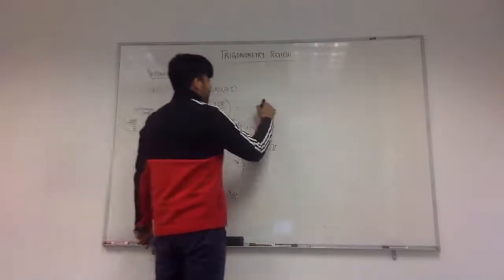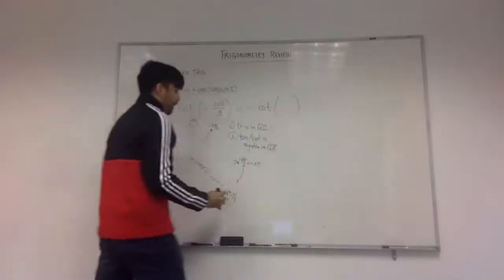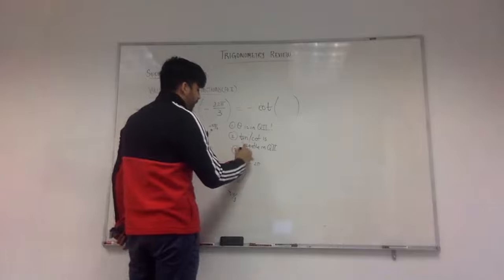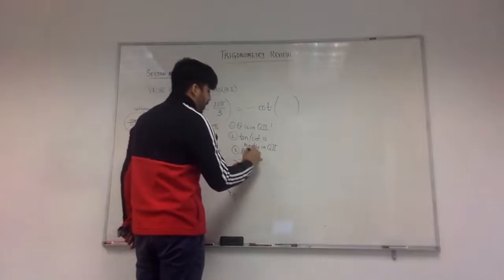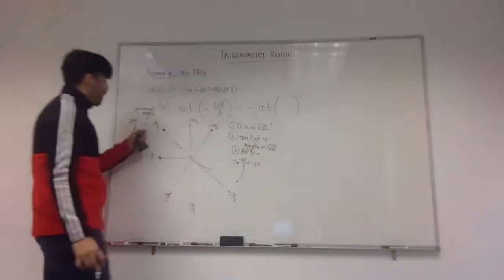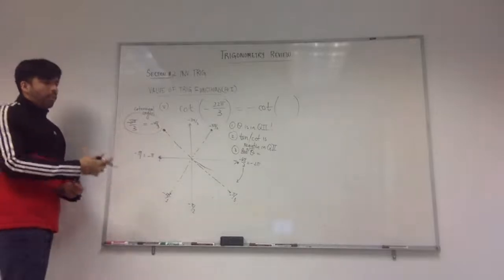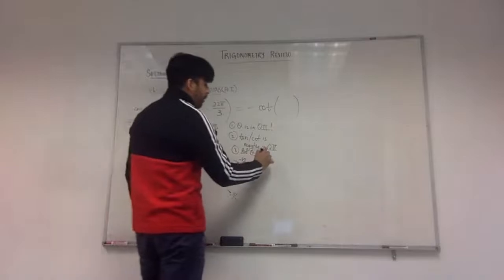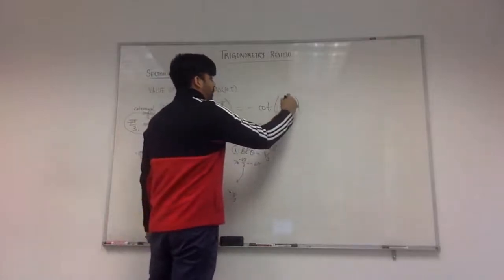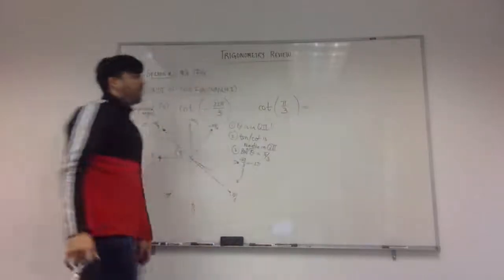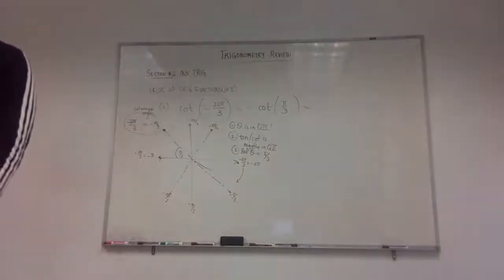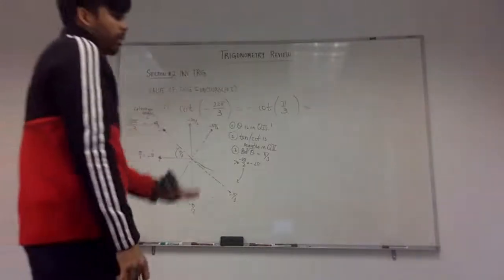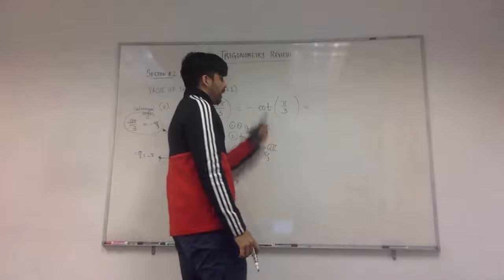Then I take cotangent of... now what's my third thing I need to know? The reference angle. What's my reference angle of this angle? Remember, we're dealing with pi over thirds. This is a pi over 3 here. So my reference angle is pi over 3. Pi over 3 is also known as the angle of 60 degrees.